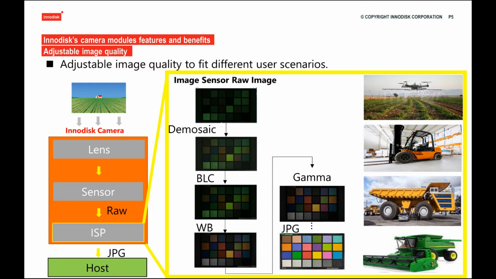Innodisk MIPI interface cameras provide the high bandwidth to transmit high-quality, uncompressed images with low latency, which is crucial for highly accurate AI applications. The Innodisk engineering team can also provide customized camera firmware to fit particular use cases and achieve the best balance of quality and speed.